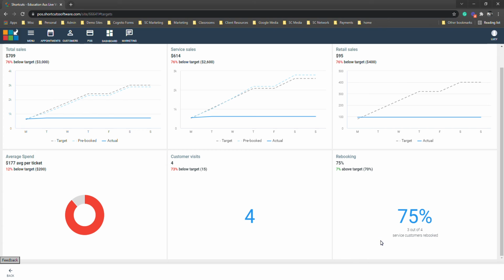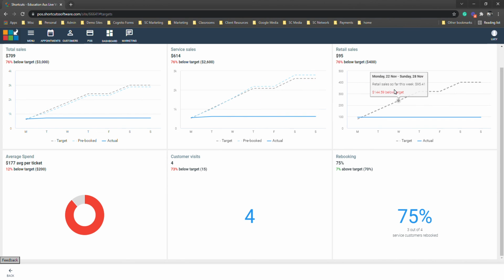However, rebooking for Lucy over on the right-hand side is 75%, and her target is 70. So you can see here that Lucy at the moment is way ahead of the game. In the average spend over on the left-hand side at the bottom, 177 average per ticket, she's 12 below. So even though at the top in the center here our graph says that based off what is booked in she's going to be hitting her target, as it stands at the moment on the Tuesday, she's not hit her average spend. This would indicate to me that she probably is going to hit her average spend because she's already above based off what is booked in.